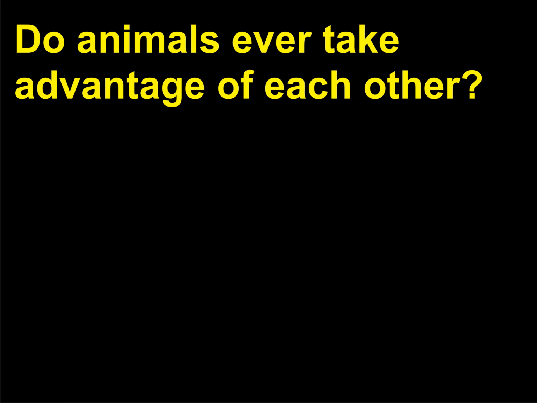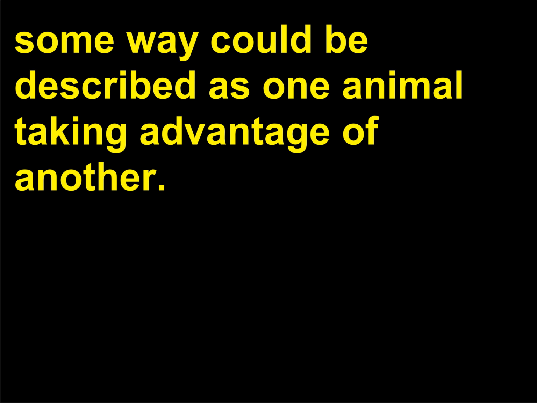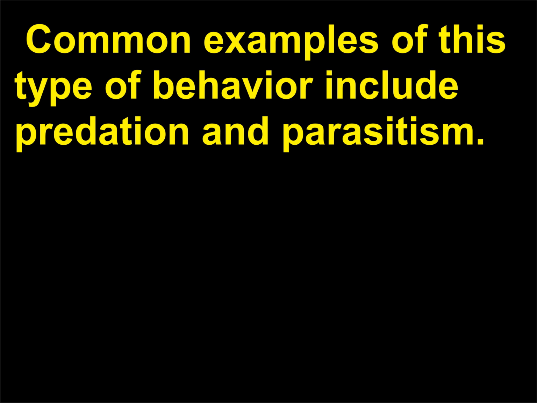Do animals ever take advantage of each other? Any interaction where one actor benefits while the other is hurt in some way could be described as one animal taking advantage of another. Common examples of this type of behavior include predation and parasitism.